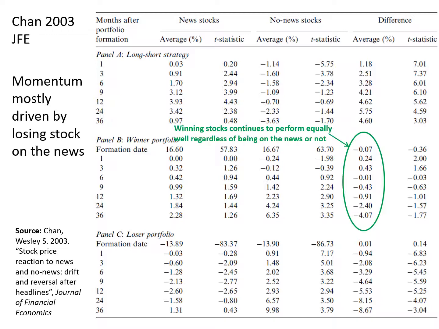Good performing stocks do well regardless of whether they are on the news or not. So the difference between being on the news and not being on the news, conditional on you having been doing well in the past, is not statistically significant. The T stats are low, right? So basically, if you are doing well, you do well, regardless of whether you're on news or not.